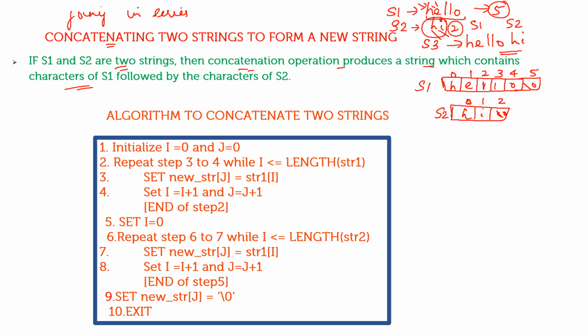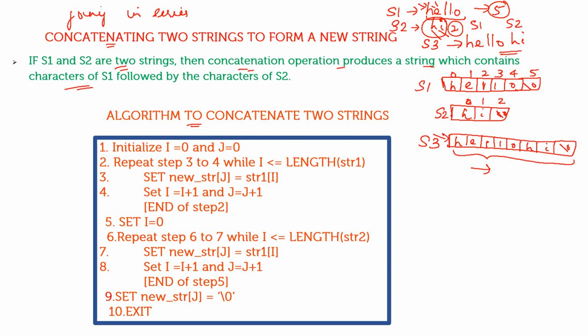Now let's go on to the algorithm. So let me finish this. What will be your third string? S3, I should get it as H, E, L, L, O, hello, then H, I, and the last should be your null character. This will be your new string, or your concatenated string.